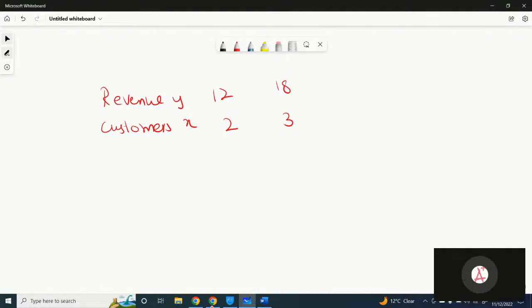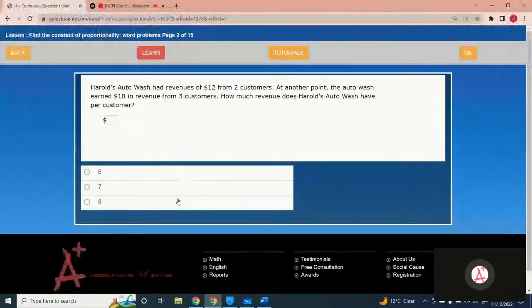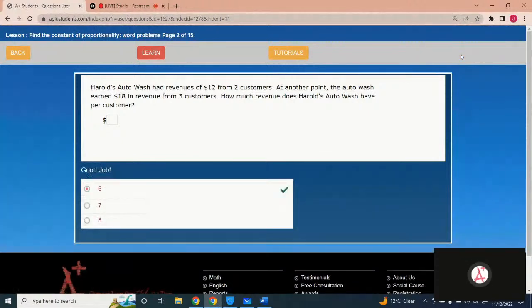You have to find the constant of variation. It would be y over x. So you have to do 12 over 2, it would be 6, and 18 over 3, it would be 6. That means it would be 6. That means per customer, he can make $6 revenue. Got it? Okay, good. Yes, very good, Demi.